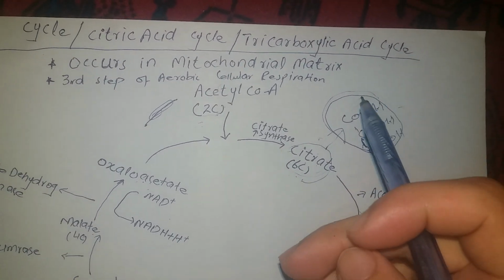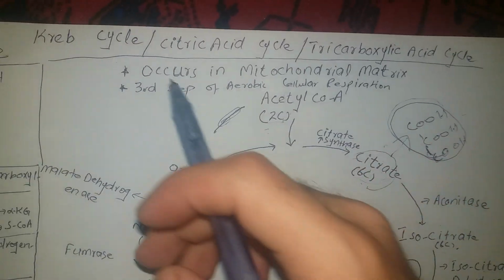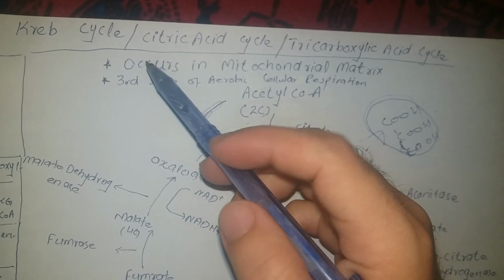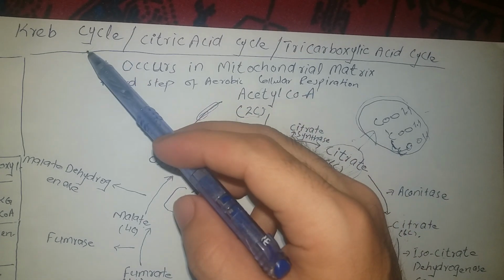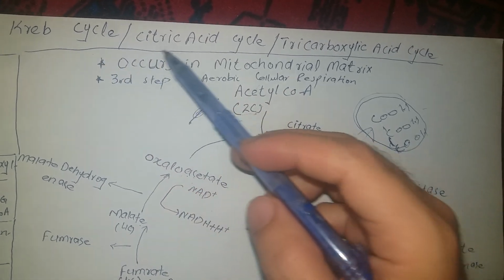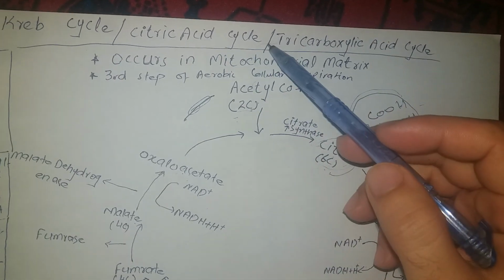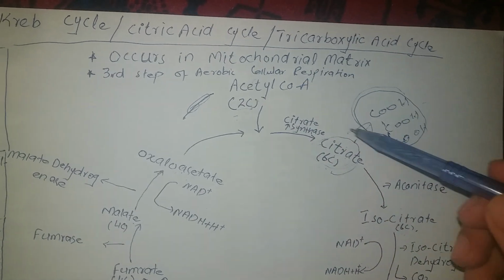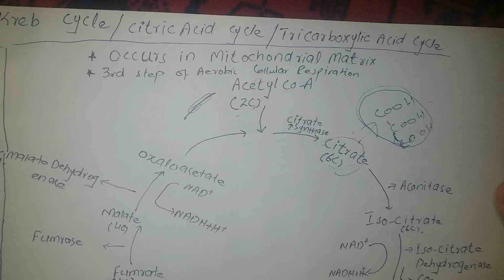Friends, today our topic is Krebs cycle. Why is it called Krebs cycle? Because it was discovered by Hans Krebs. It is also called citric acid cycle because its first intermediate is citric acid.